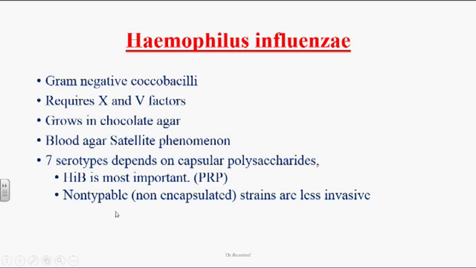And the other strains which don't have a capsule are referred to as non-typable Haemophilus influenzae organisms. These non-typable Haemophilus influenzae organisms are less invasive in nature and less virulent. They cause localized infections because they are not capsulated. They won't have a polyribitol phosphate or ribose ribitol phosphate capsule.